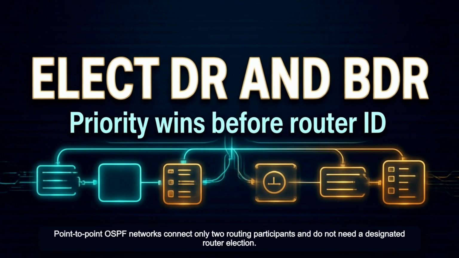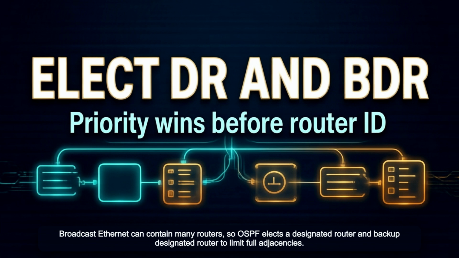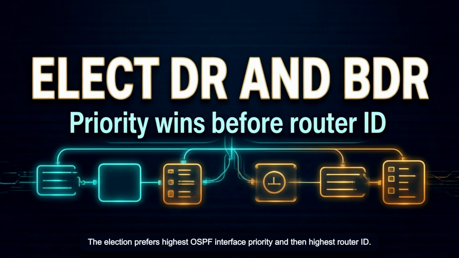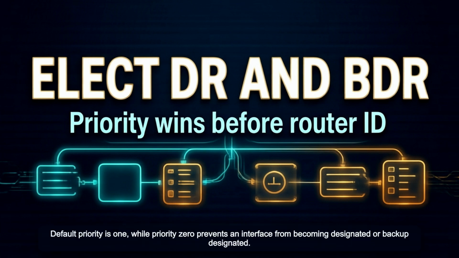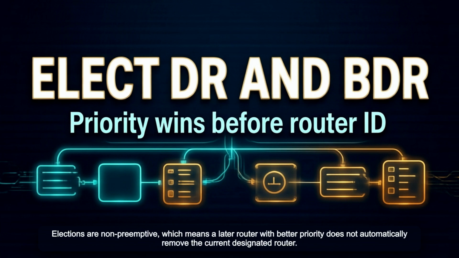Point-to-point OSPF networks connect only two routing participants and do not need a designated router election. Broadcast Ethernet can contain many routers, so OSPF elects a designated router and backup designated router to limit full adjacencies. The election prefers highest OSPF interface priority, and then highest router ID. Default priority is 1, while priority 0 prevents an interface from becoming designated or backup designated. Elections are non-preemptive, which means a later router with better priority does not automatically remove the current designated router.